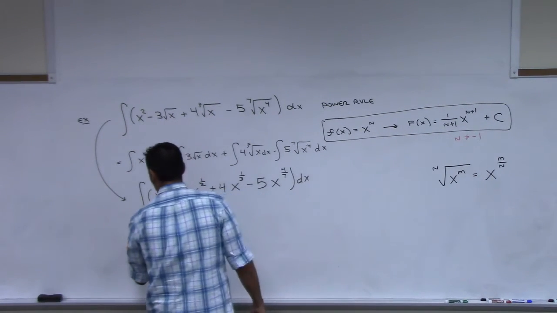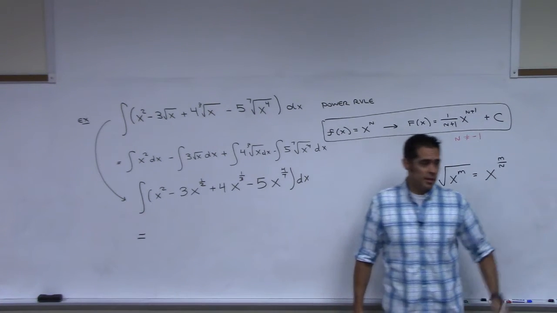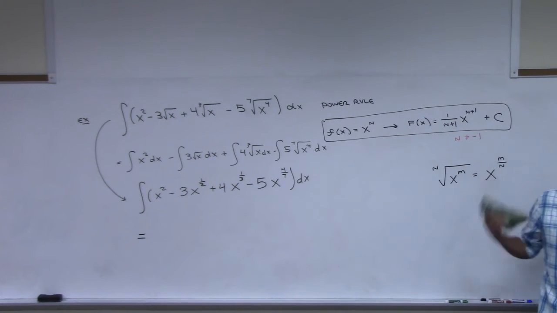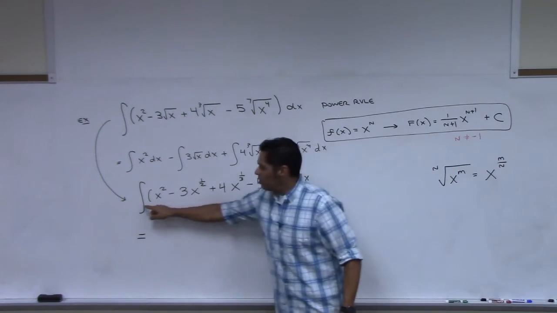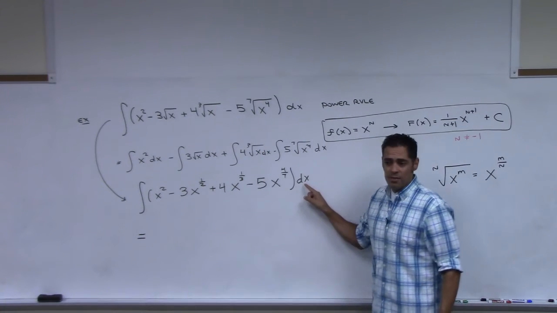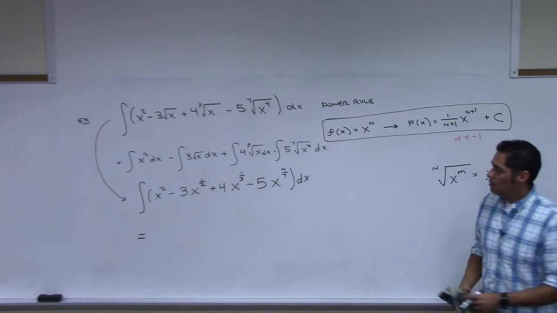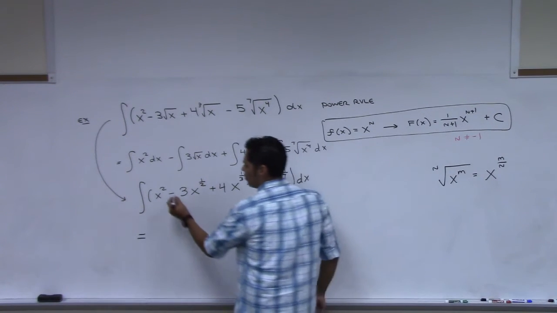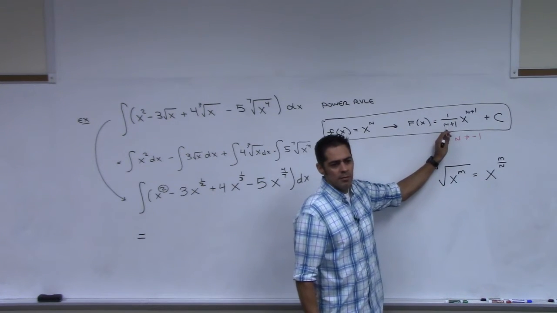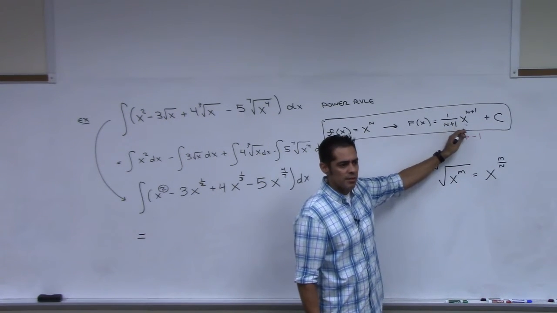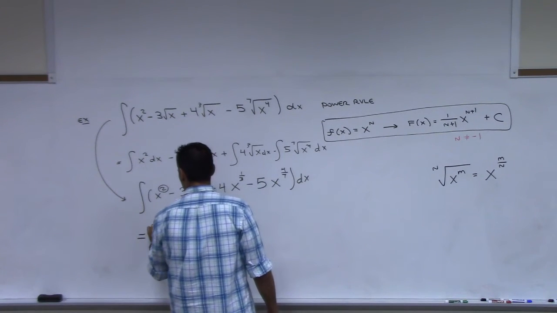Now watch on my next line, I'm going to put equals, and now I'm no longer going to write the integral sign because I actually am taking the antiderivative. I'm finding the function. So this is going to go away, and this is going to go away. My answer is just going to be capital F. So looking at this first one, n is 2, right? And we're going to use this formula. So it's going to be 1 over 2 plus 1, x to the 2 plus 1. Yes?